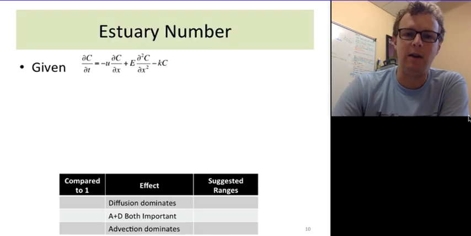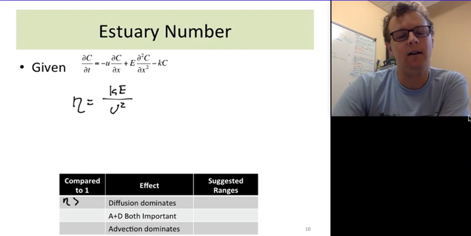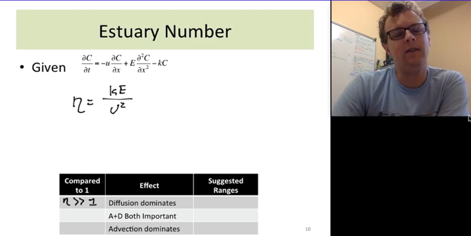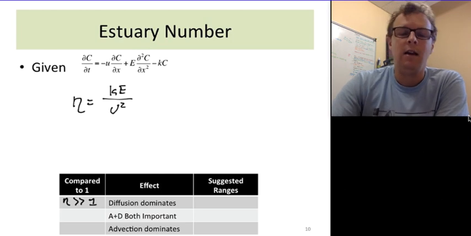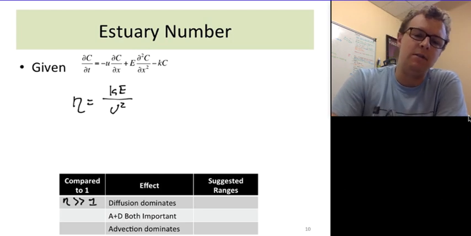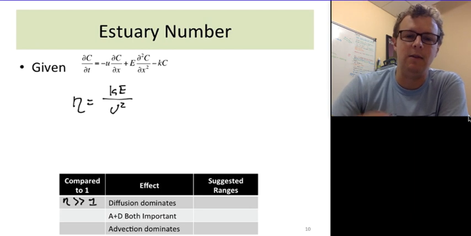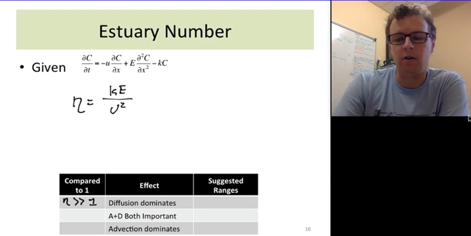I wanted to end by revisiting the estuary number. And of course, this is giving us some understanding of how dominant advection is in comparison to reaction and spreading. And so Chopra suggests that a system is diffusion dominated if your estuary number is much larger than 1. Both terms matter if you're about equal to 1, and you're advection dominated if you're significantly smaller than 1.